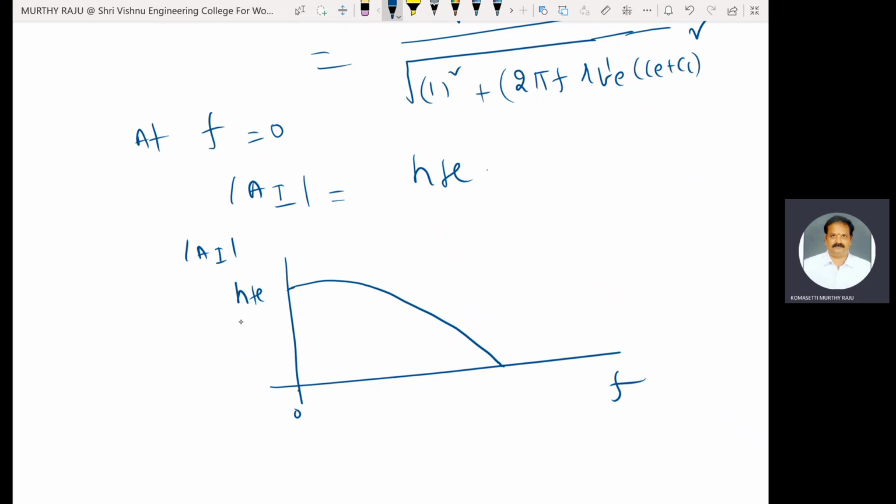Find out another frequency, that is here: HFE by root 2. Mod A is equal to HFE by root 2 at frequency f equal to f beta. Define the new frequency f equal to f beta. The definition of f beta is very, very important. The parameter f beta.